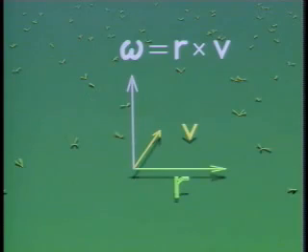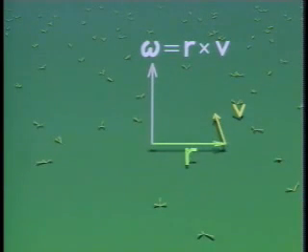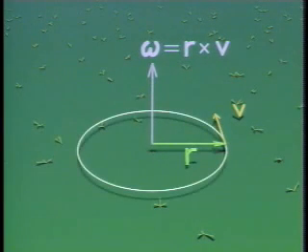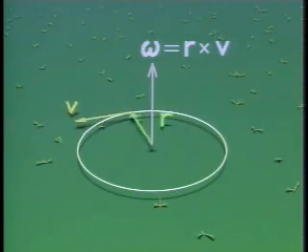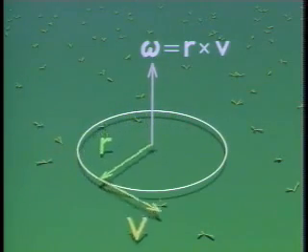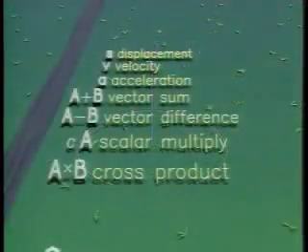The cross product measures the tendency of two vectors to be perpendicular, and it's one of the more effective tools for describing spinning or rotating objects.